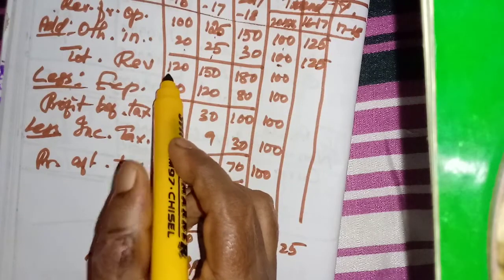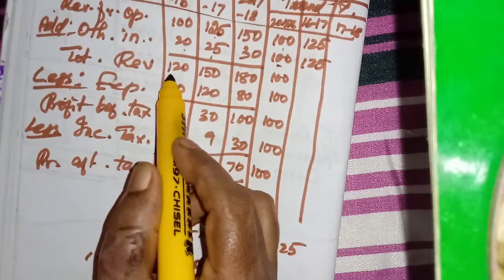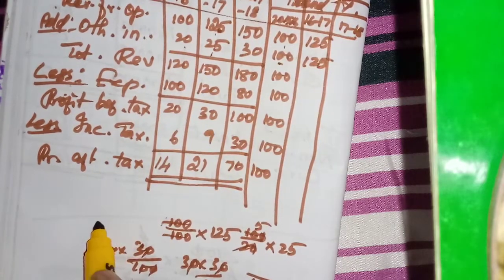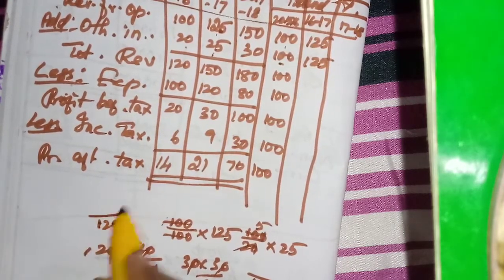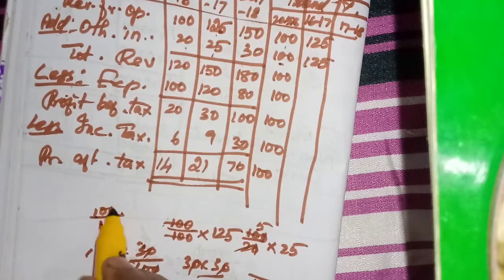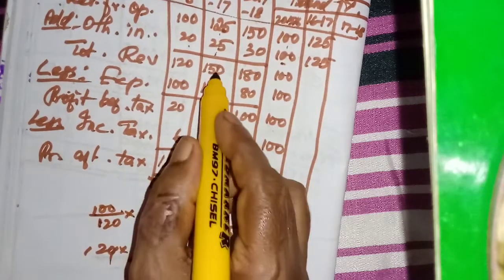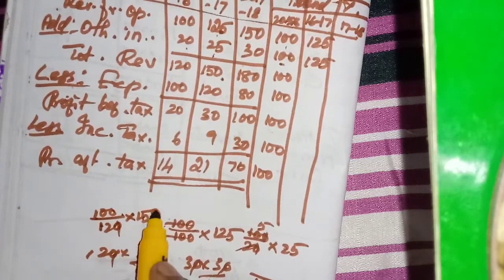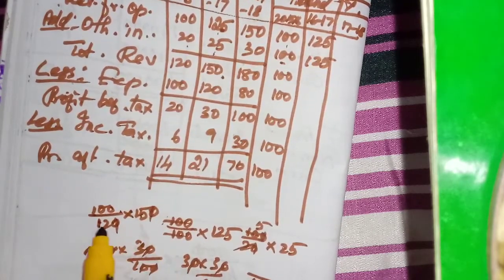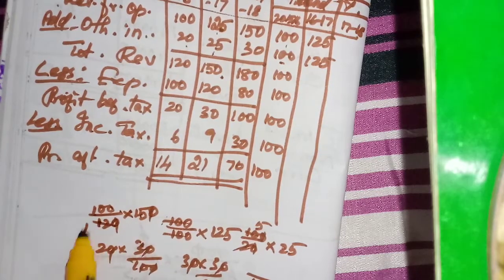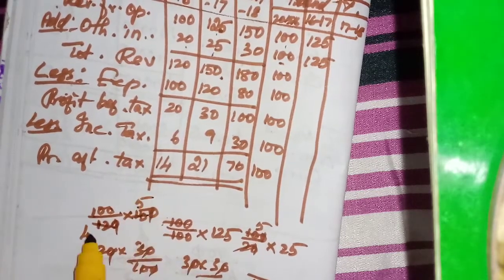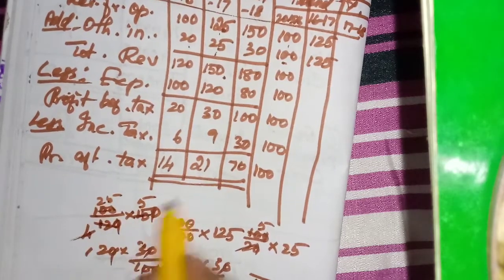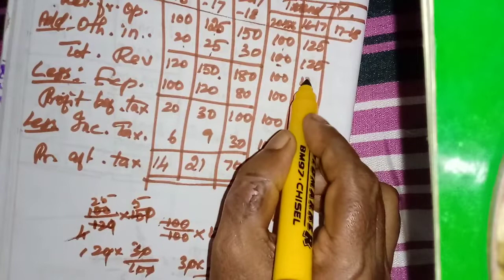Then again for this one, revenue 120, 100. Okay, you have to write for 120 how much? 100. So for 150 how much? 10. Here 3 we can divide, isn't it? Here 4, here 5. Again this 4 we can deduct 25. 25 into 5, 125.